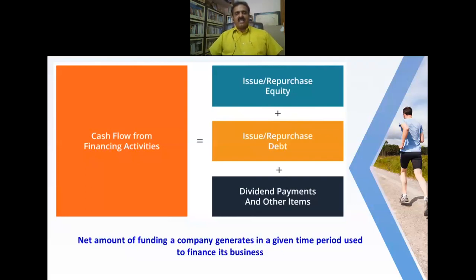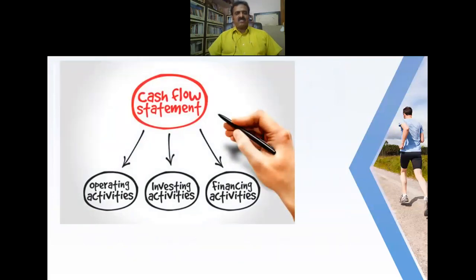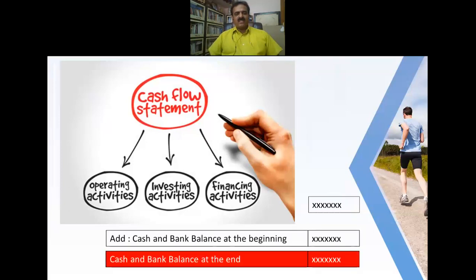So there are three activities as we have discussed. The first is operating activities, second is investing, and the third is financing activities. So all three activities put together, you will get some value, maybe a positive or negative value. To that value, if you add the opening balance of cash and bank, then you are going to get the closing balance of cash and bank.